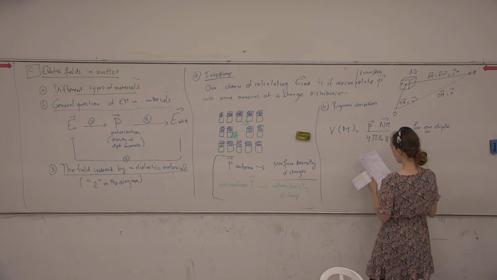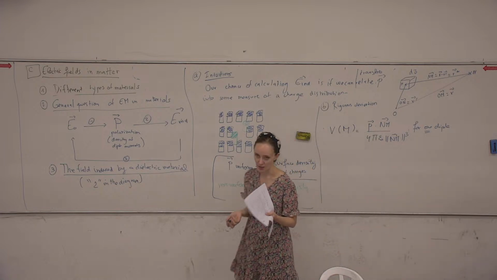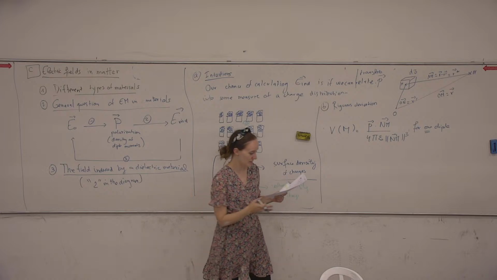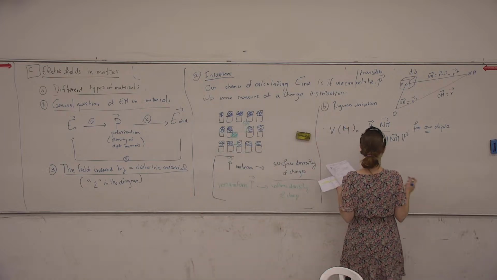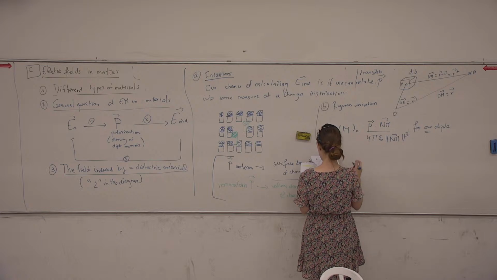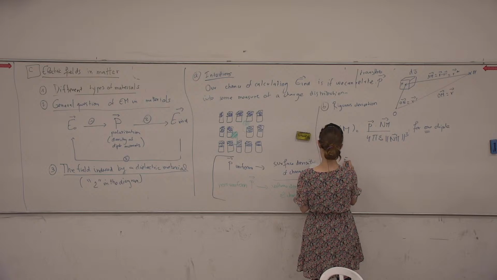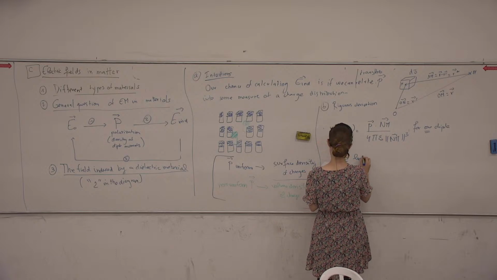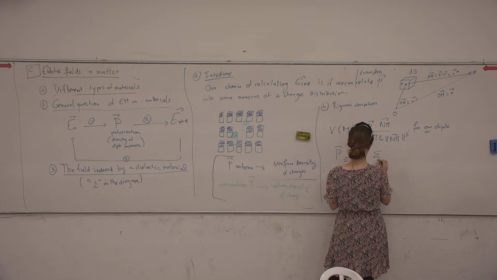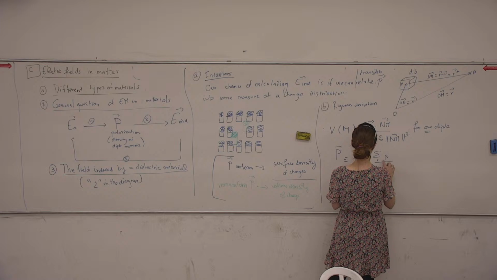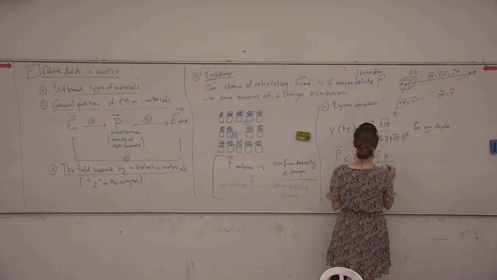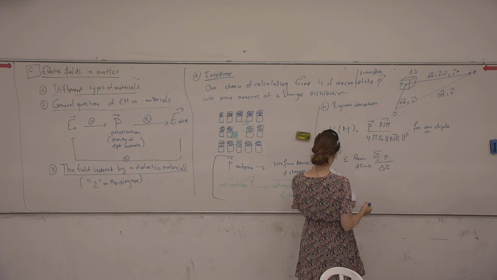Okay, now what is the polarization? The polarization is the volume density of many dipoles. So I can write that P, by definition, is equal to the limit when d tau goes to 0 of the sum of many dipole moments of one dipole, divided by delta tau, okay?